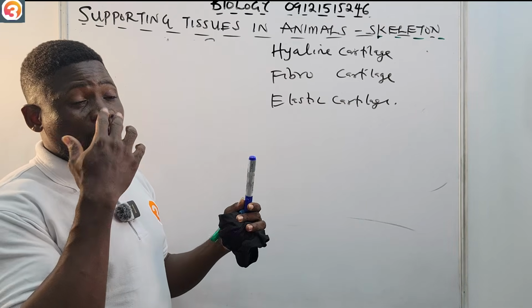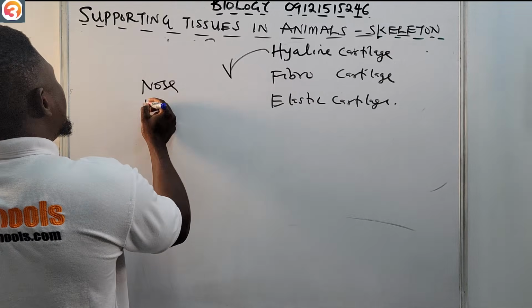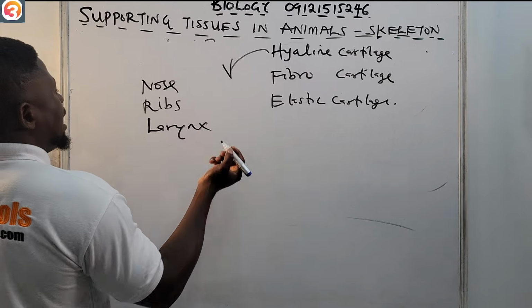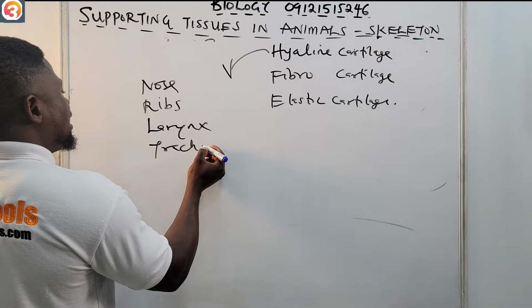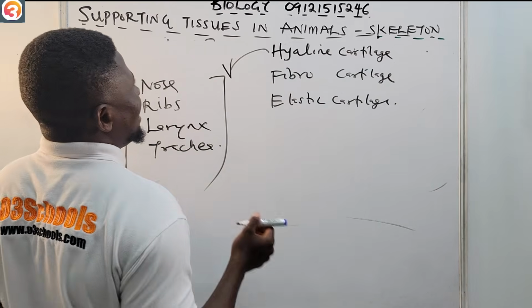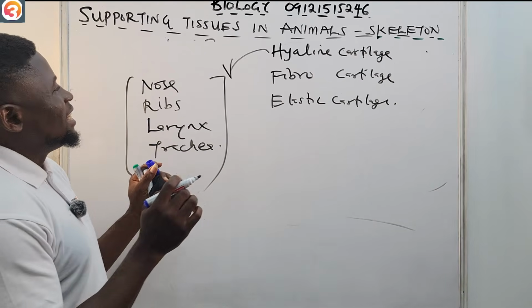It is found in the nose. You can find this hyaline cartilage in the nose. You can see it in the ribs, and you can also find it in the trachea. So these are the positions where you can find this hyaline cartilage. Like we say, it is the most common.